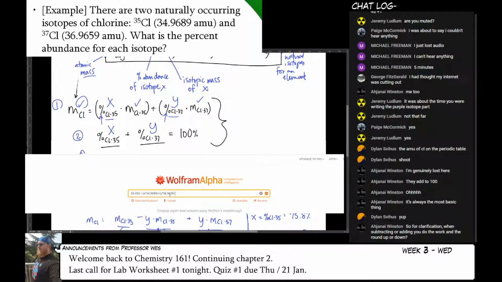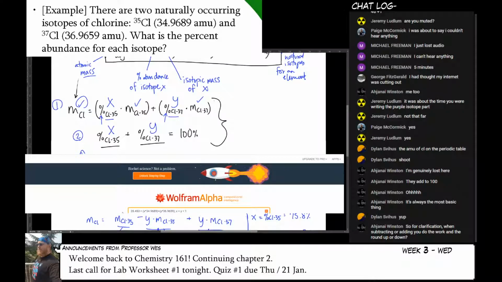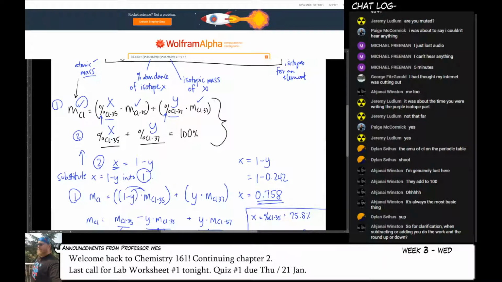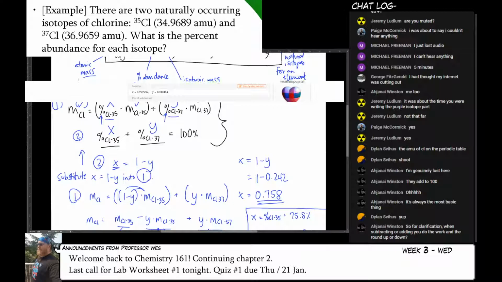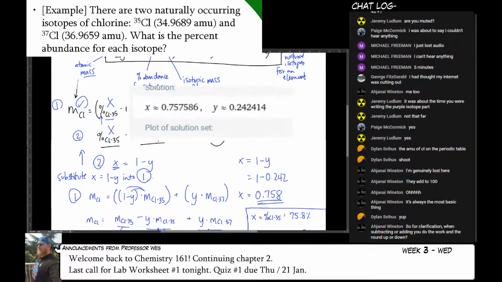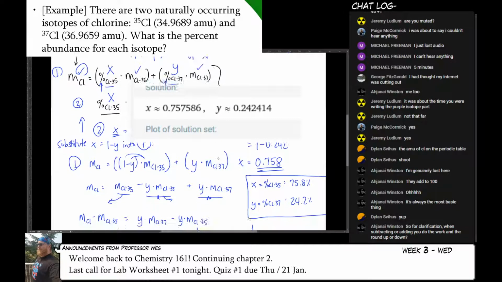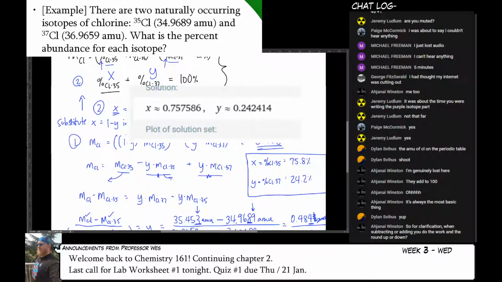And then I'm going to go semicolon X plus Y equals 1. Enter. And let's see what Wolfram Alpha gives us. I'm just cropping down to this. How did we do compared to Wolfram Alpha? I would say that we did pretty good.